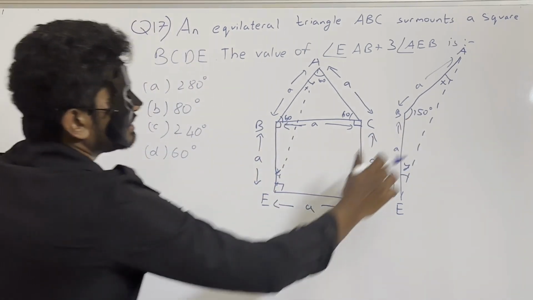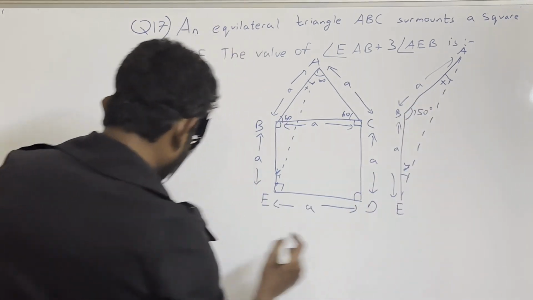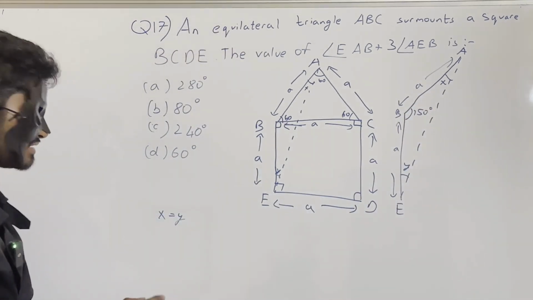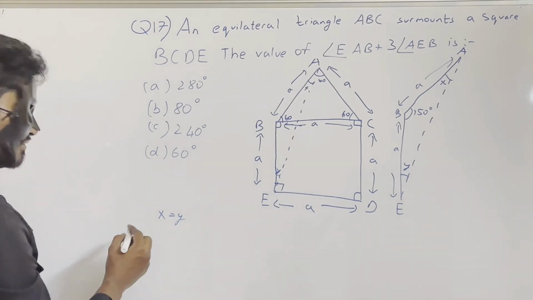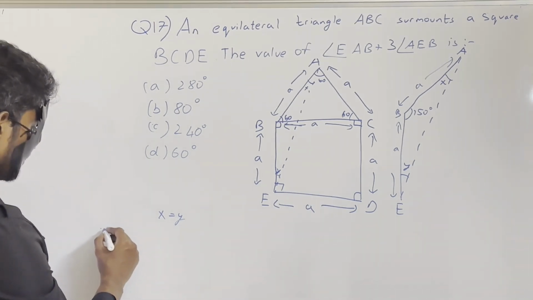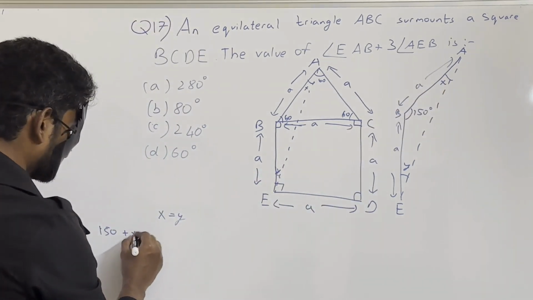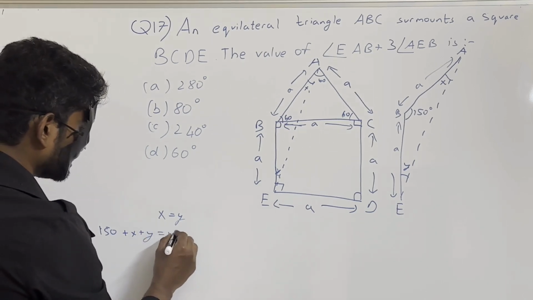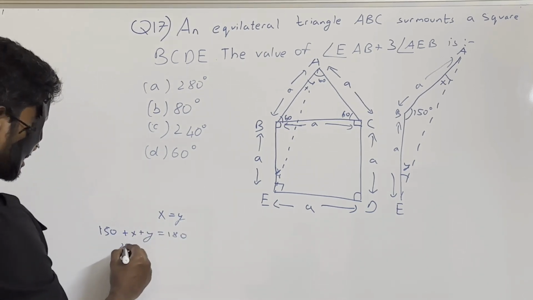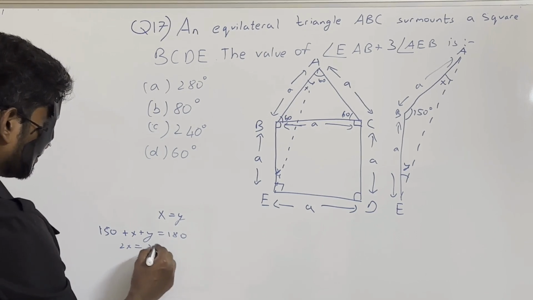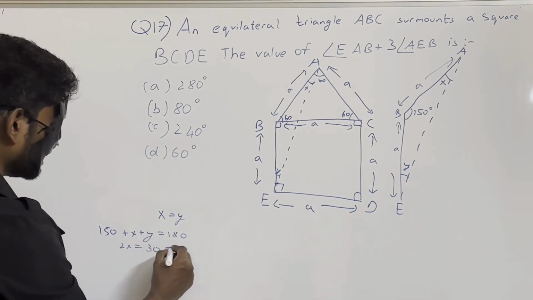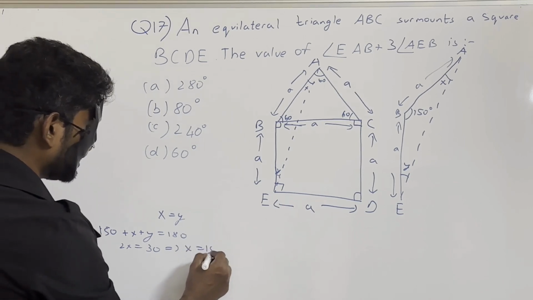So now in this entire triangle ABE, the sum of all angles in a triangle is equal to 180 degrees, right? So 150 degrees plus x plus y is equal to 180 degrees. We already know that x is equal to y. 2x is equal to 180 minus 150, that is 30, which implies x is equal to 15 degrees.